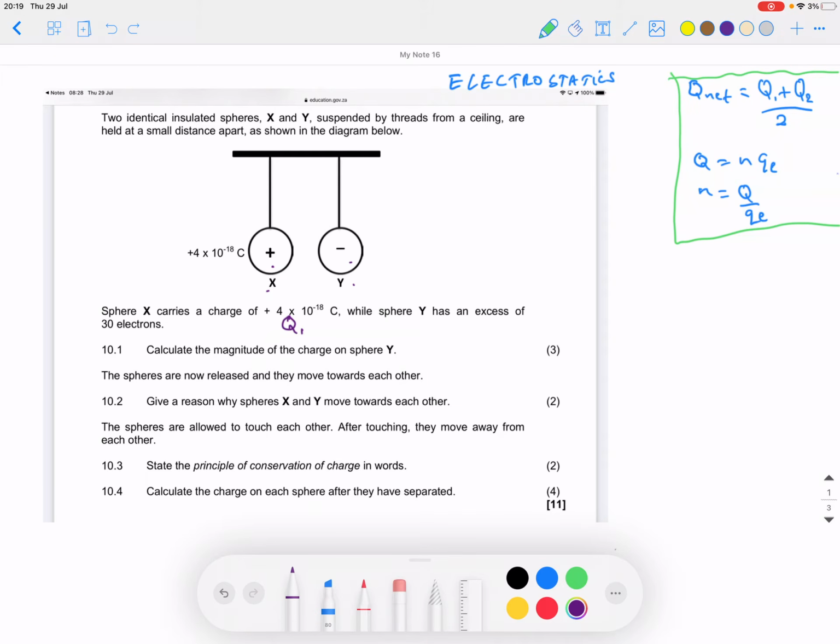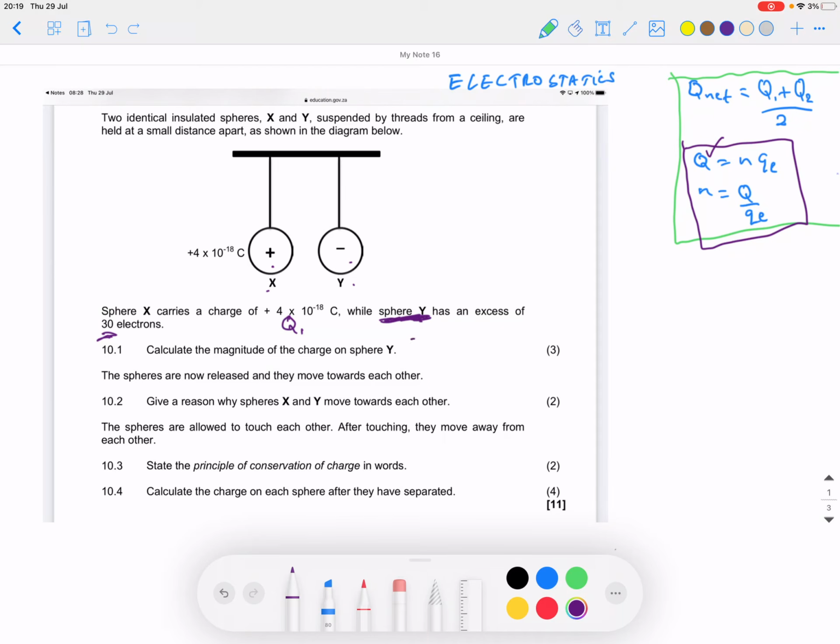So let's check the question. It says calculate the magnitude of the charge on sphere 2. So they want us to calculate the charge on sphere Y. Sphere Y has excess electrons of 30. The moment they mention electrons, you go to the principle that mentions electrons. Which principle mentions electrons? That is quantization of charge. In quantization of charge, we have Q equals n Qe. That is when they want the charge. But if they wanted electrons, you would say n equals Q over Qe. But in this case, they want the charge.